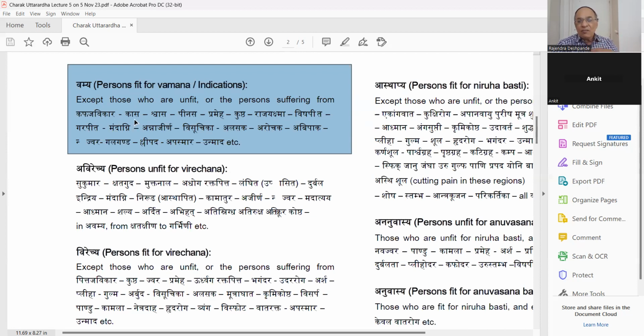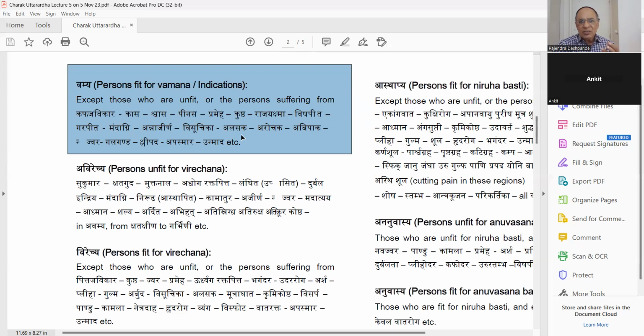Okay. Cough, cold and bronchiectasis, for example. Kas, cough. Shwas, breathlessness. Peenasa, sinusitis. Prameha, diabetes mellitus. Kushtha, skin diseases. Kushtha is not only leprosy. Rajyakshma, with a lot of congestion. Then Vishapita, a lot of toxins consumed. Garapita, Mandagni, having weak digestion because of the Guru property of the Kapha.